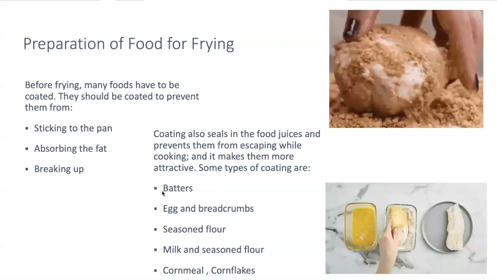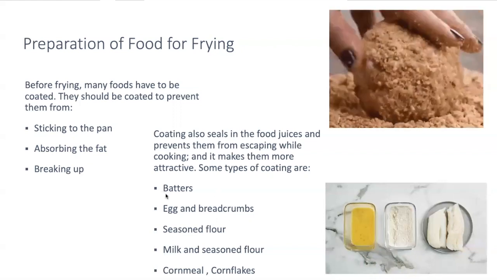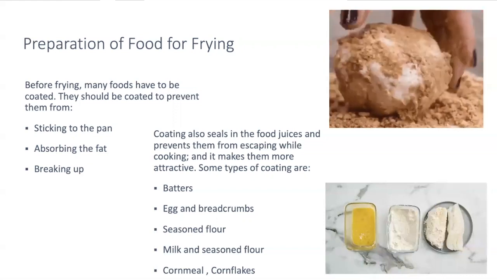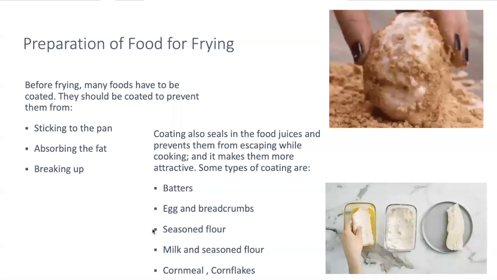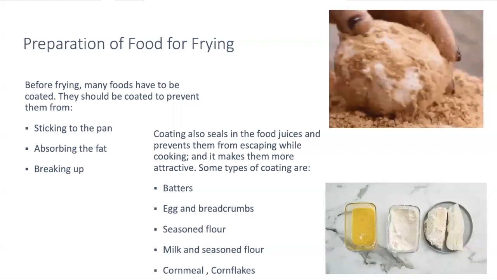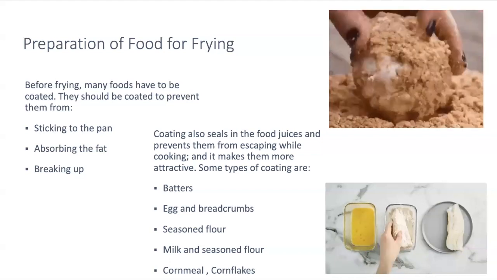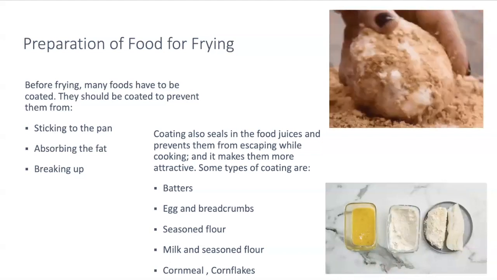These are some different coatings that we can use. Batters, right? We can use egg and breadcrumbs. We can use the seasoned flour. We can use milk and seasoned flour. So you can use box milk, or you can use coconut milk, and you dip it in the liquid first, then you put it in the dry.